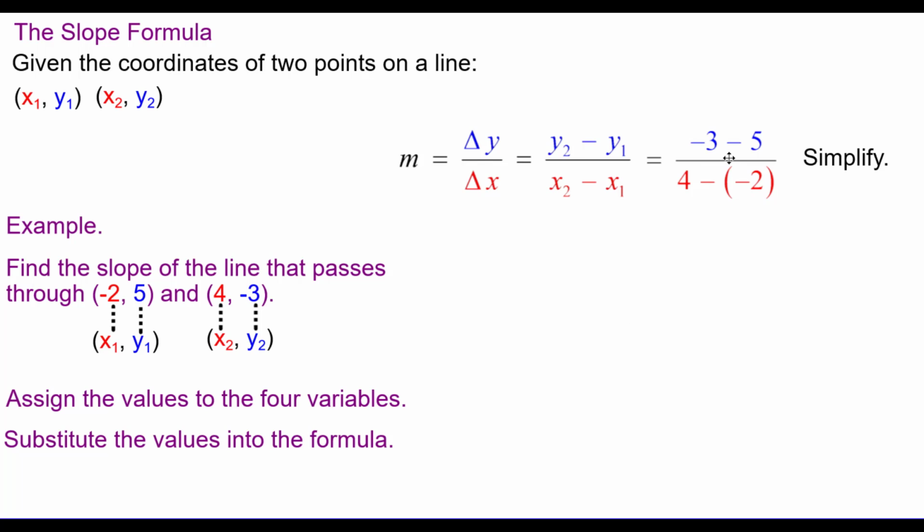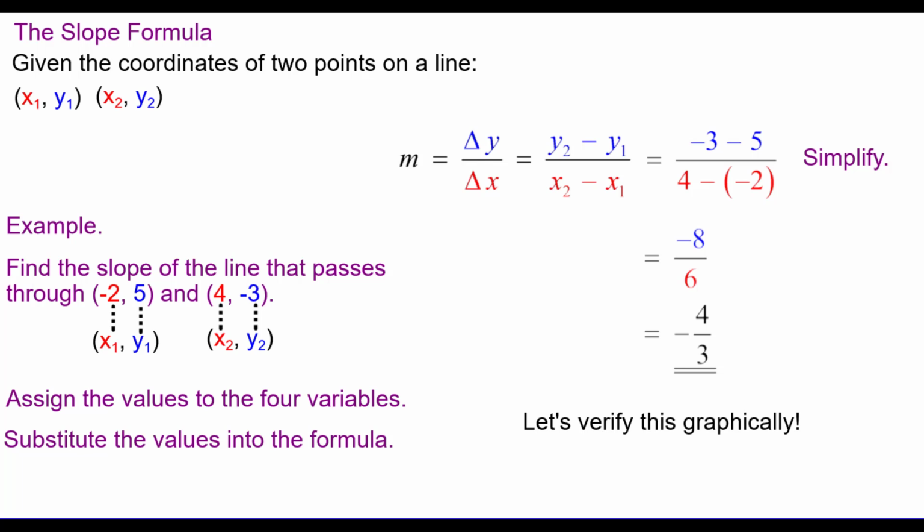Simplify that. -3 minus 5 is like -3 plus a -5, -8. This is like 4 plus 2, which is 6. And then simplifying negative divided by positive is a -4/3. So the slope of the line containing these 2 points is -4/3, meaning it slopes downhill.